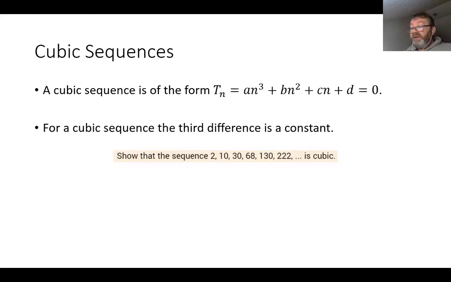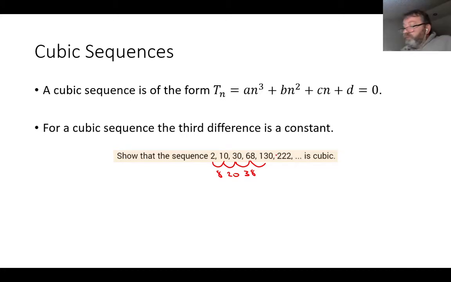So here's an example, and this is probably all they're ever going to ask you about cubic sequences, so don't worry about them. Show that the sequence 2, 10, 30, 68, 130, 222 is cubic. Now, what does cubic mean? Cubic means of degree 3. Degree 3 will give you a constant on the third level, or a constant third difference. So let's see the first difference. 8. Here, 20. Here, 38.